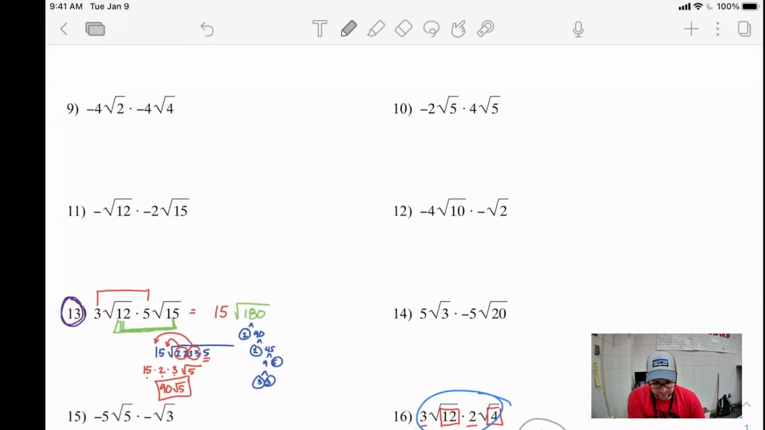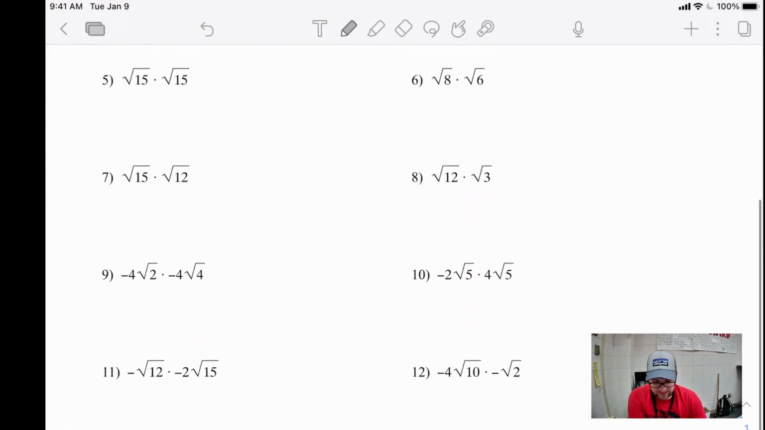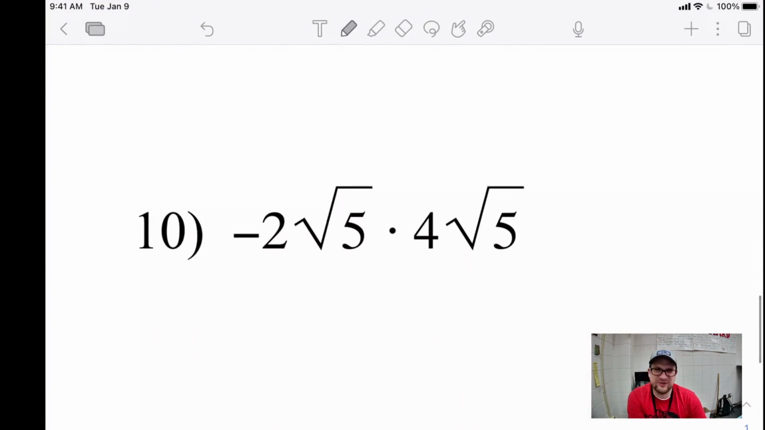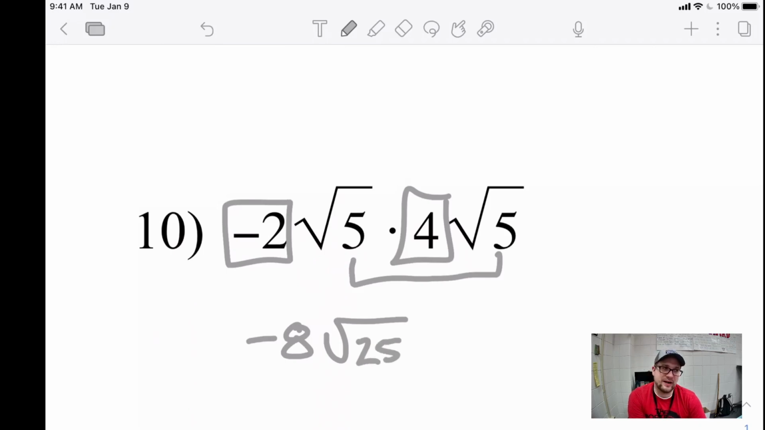So that's like the big idea. You multiply the outside numbers, and you multiply the inside numbers. Same thing happens over here. Even if you have a negative, it works the same way. Negative 2 times 4 is going to give us a negative 8. And then our inside numbers were 5 and 5, which are going to give us a positive 25.